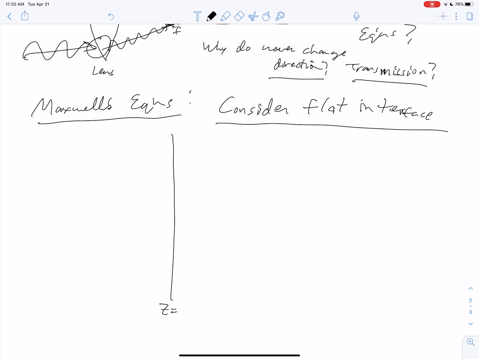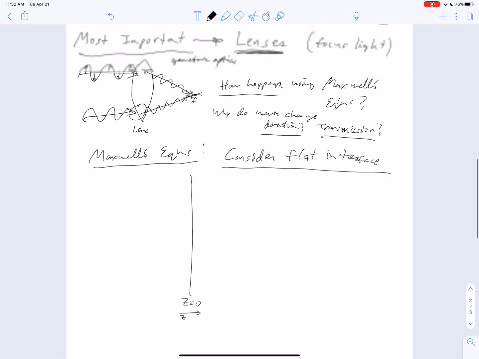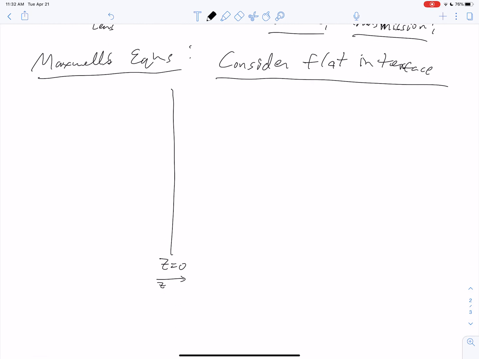I'll call that z equals 0. So this is the z direction. And the interface is between two different materials. I'll call them material 1 and material 2. Now, what determines the two materials? Why are they different? Well, the way we characterize them is with the index of refraction. So when I say two materials, I mean two materials that have different indices of refraction, and I will use n to denote the index of refraction. So there's an interface between them.